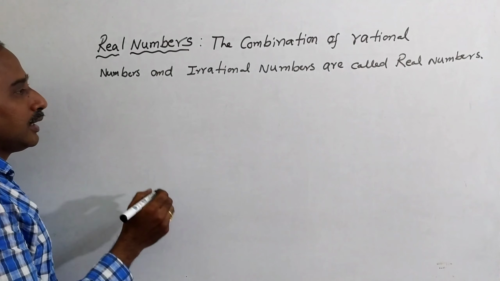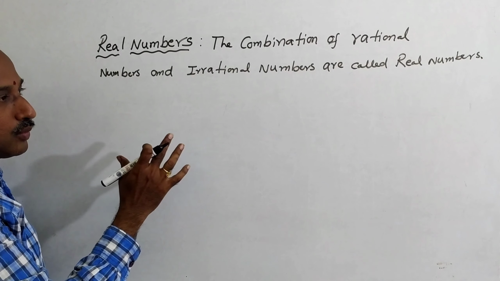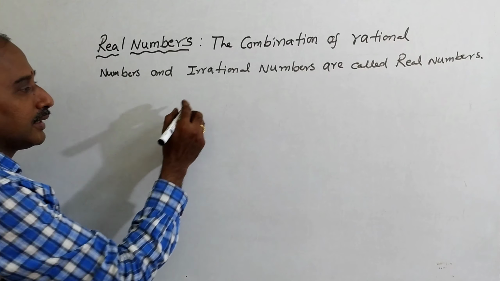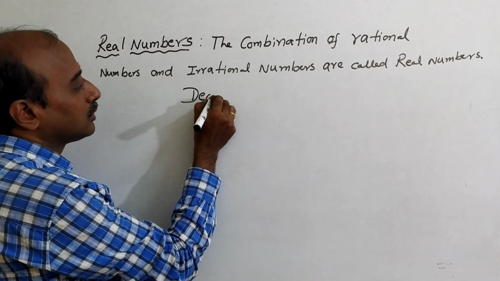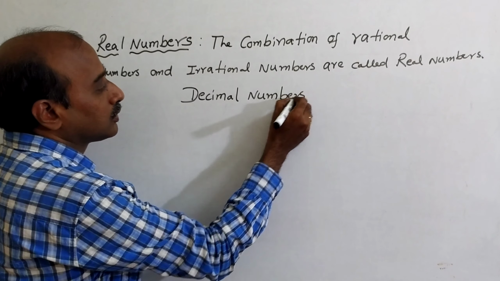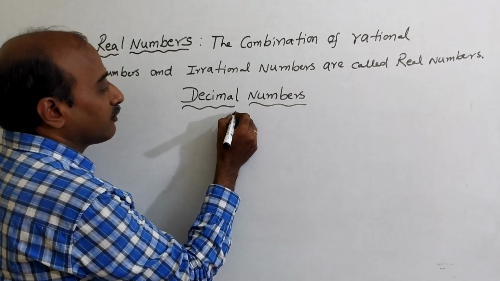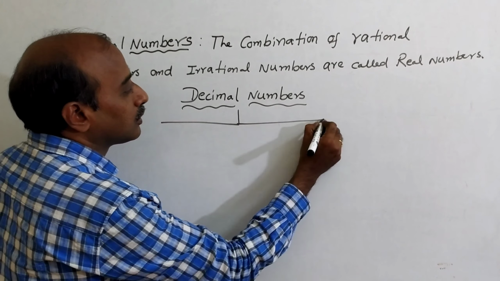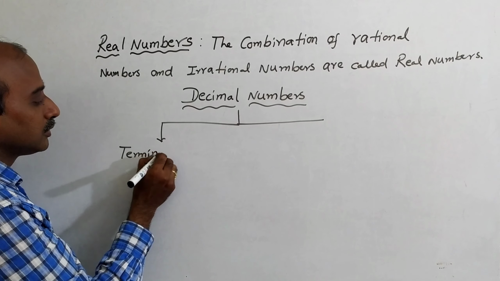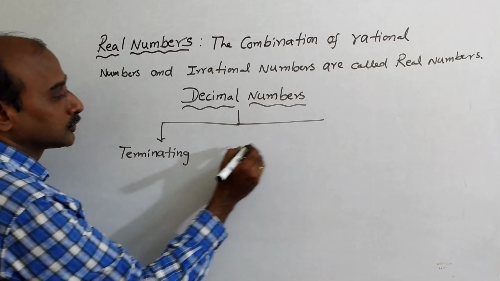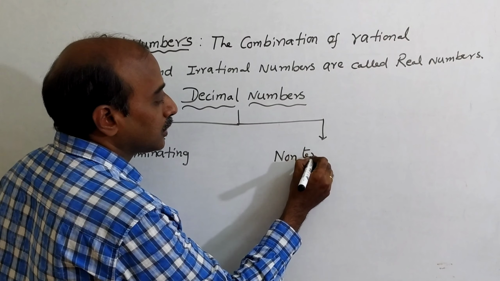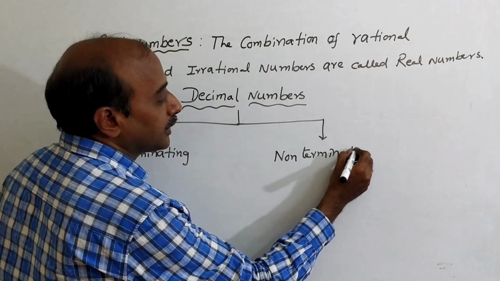Okay, now actually in decimal numbers we have the terminating decimal and non-terminating decimal. Now we will focus on the decimal numbers. So these decimal numbers we can divide into two parts. One is the terminating decimal. One is the non-terminating decimals.